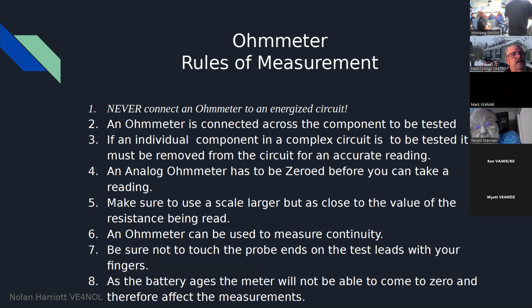An ohm meter is connected across the component to be tested. If individual components are in a complex circuit to be tested, you must remove the component from the circuit. Analog ohm meters have to be zeroed. If anybody's used an old analog meter, you touch the leads together and adjust the zero dial to zero your needle. Digital ones, you just turn them on.